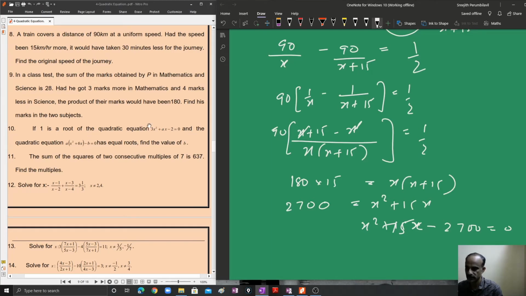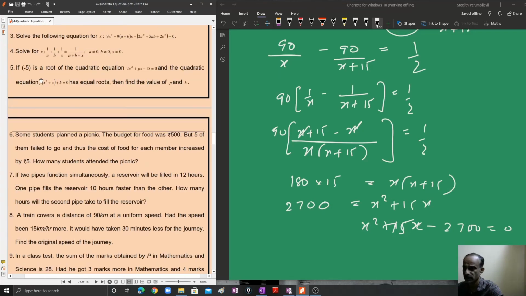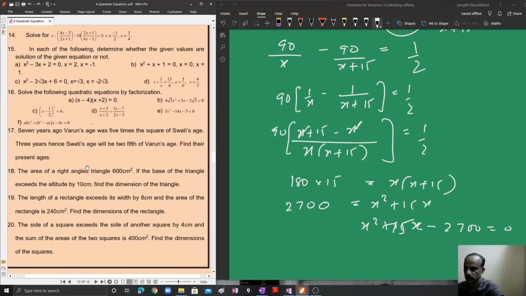We substitute 1 in this and solve for a. Substitute that a here and then use equal roots: b square minus 4ac is equal to 0. This is a similar repetition of question number 5 here. Not repetition, it's just the same type. Now we will go for another word problem.